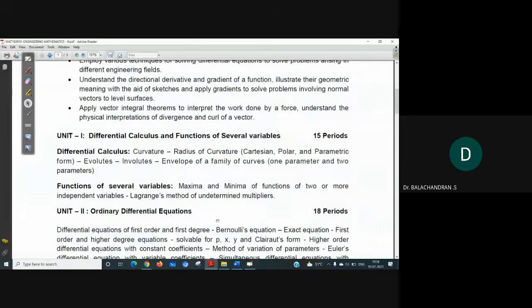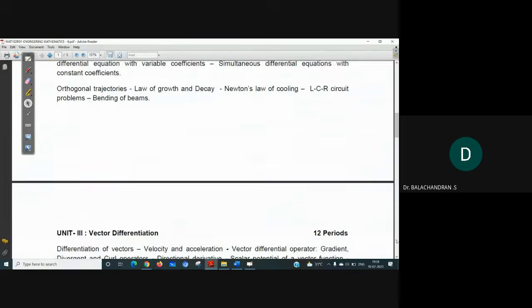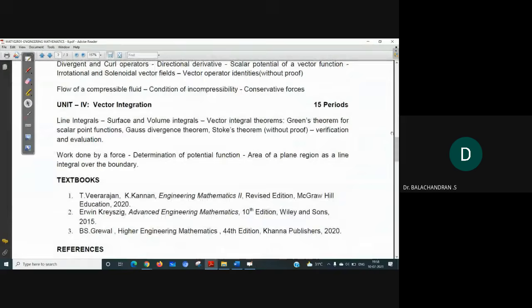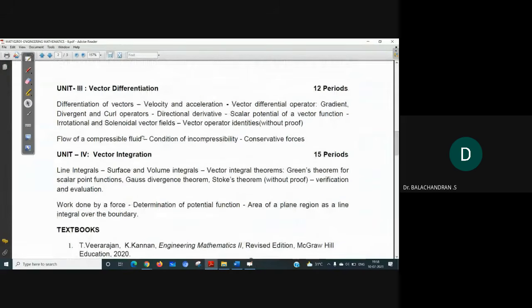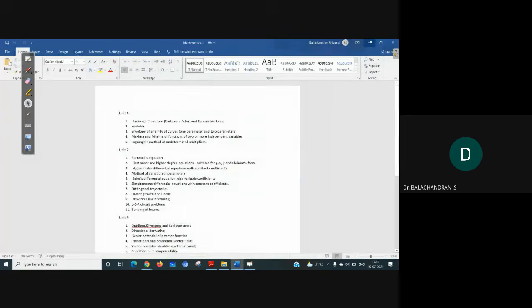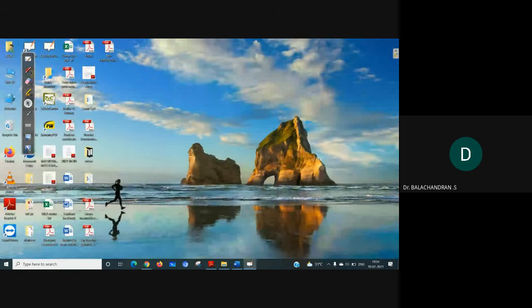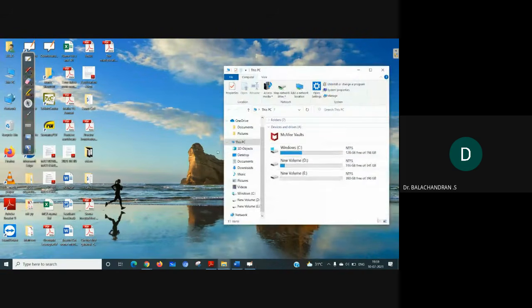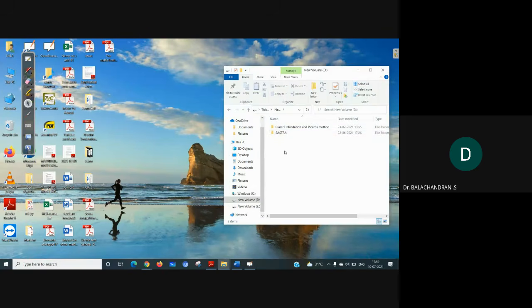So this is the syllabus. I already told that I will take the flow of compressible fluid, but I checked in the book and it's actually not that much in the book also. I will show you in the Kreyszig book.